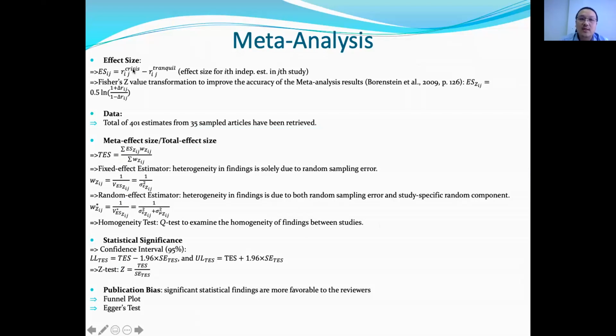So there is a crisis period and a tranquil period. I transform to Fisher Z value because I want it to be stationary, right? Then I reported that a total of 35 articles have been used. Out of 35 articles, there are 401 estimates, because some research tests not only one country, but 5-6 countries. All right, then this total effect size is the meta effect size, the pooled effect size.